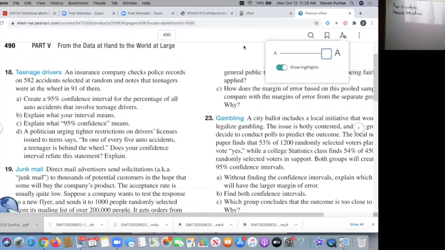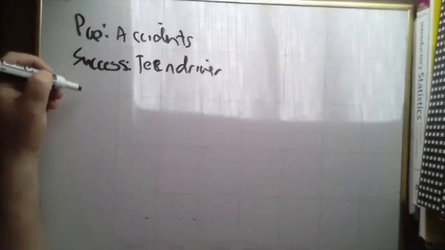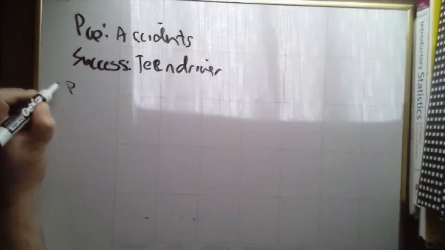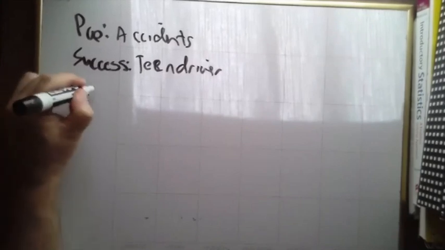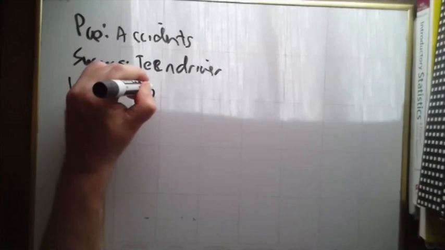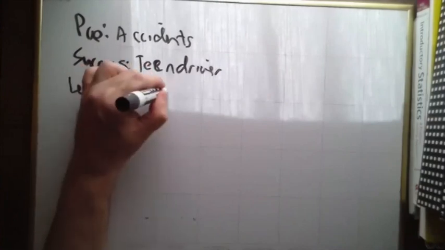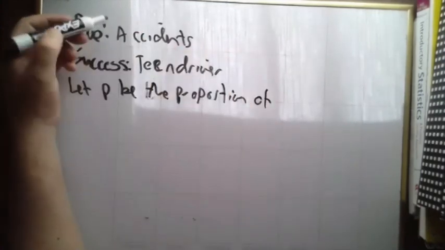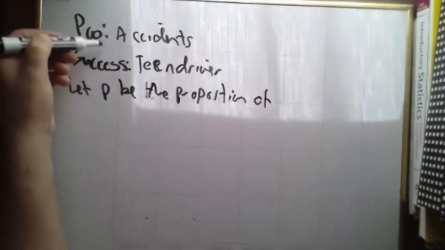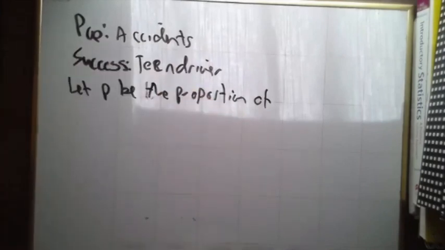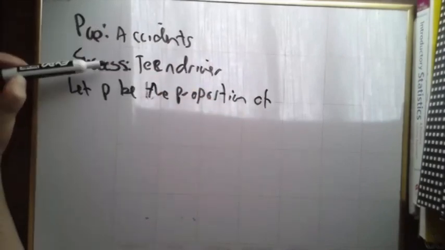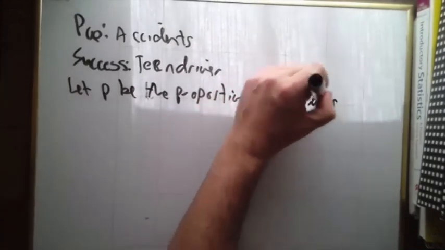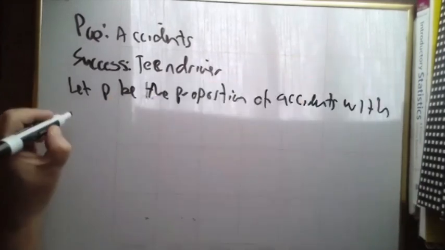So then this step, I recommend you write those down. That helps you write this next line. This one is required. Let P be the proportion of this that did that. That's why we write these down. P is always the proportion of these that did this. Of accidents with teen drivers.